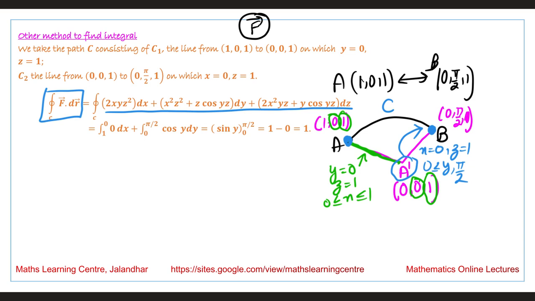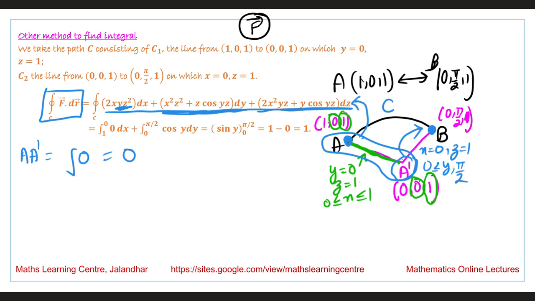When it is moving from A to A dash, in this integral we will substitute y is 0, z is 1. This term will become 0. When we substitute y is 0 and z is 1, then dy is 0 and dz is 0. So the net value is equal to 0 times the integration of 0, that is equal to 0. While moving from A to A dash, the net value of this integral is 0.